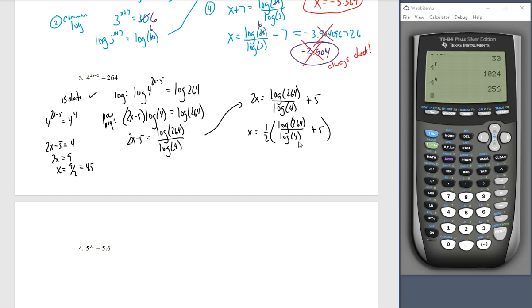And how am I going to put this in my calculator? I'm going to do it a little bit at a time. I'm going to take care of that fraction. I'm going to do the log of 264. Make sure I close my parentheses, divided by the log of 4. And then I'm going to add 5. Let's make sure I add. And then I'm going to multiply the whole thing by 1/2. 4.511098.